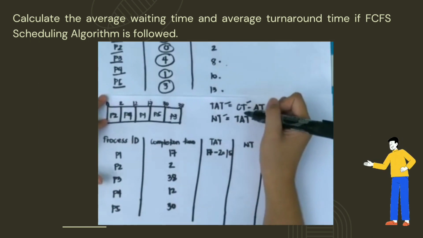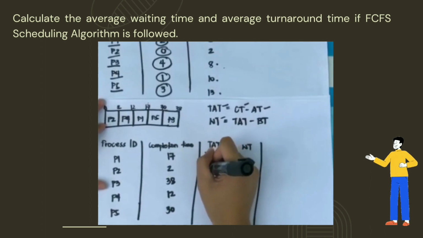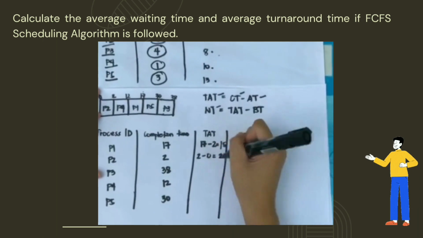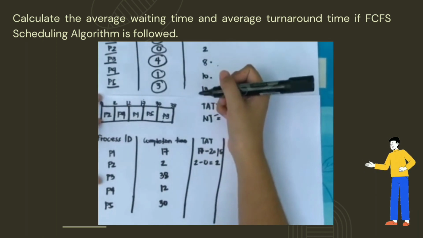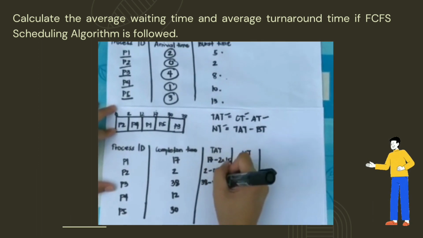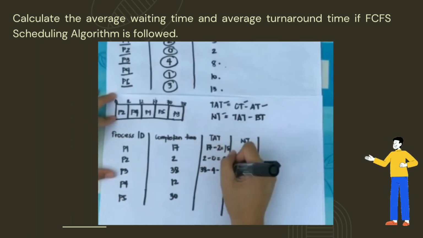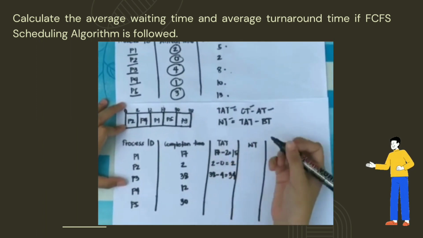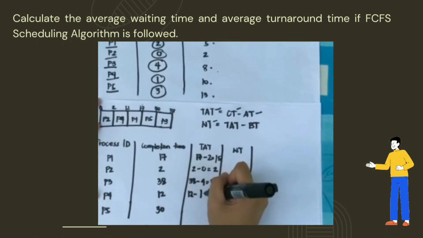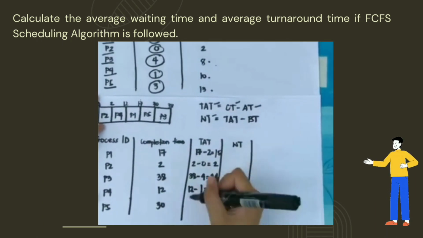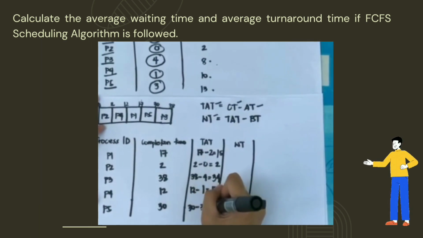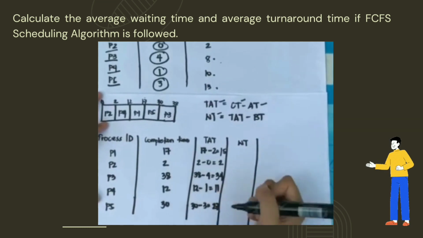Ang next naman is yung P2. So, yung 2 ima-minus natin sa 0. Ang sagot is 2. Ang completion time naman ng P3 is 38. Ima-minus natin siya sa 4. So, ang sagot ay 34. Next is 12 minus 1 is 11. Ang last one is 30 minus 3 equals 27.